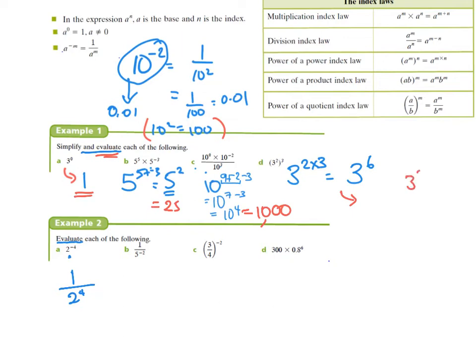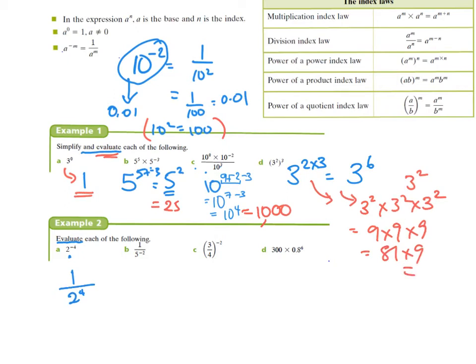I know 3 squared is 9. So we have 3 squared times 3 squared times 3 squared, which I'm really just rewriting that one. So that would be 9 times 9 times 9. 9 nines are 81 times 9. I'll let you finish that off.